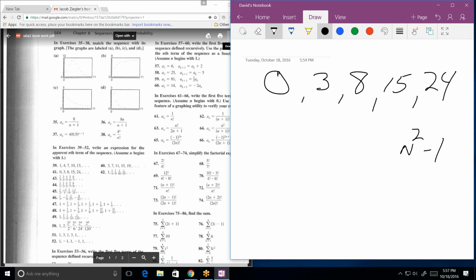When n is 1, I got 0. When n is 2, I got 3. When n is 3, I got 8. When n is 4, I got 15. When n is 5, I got 24.